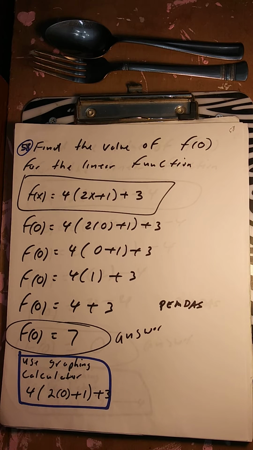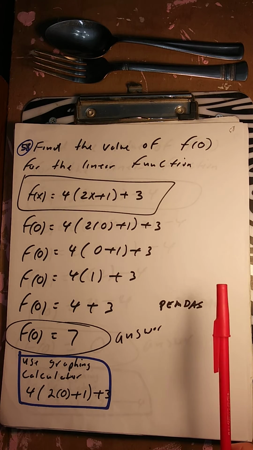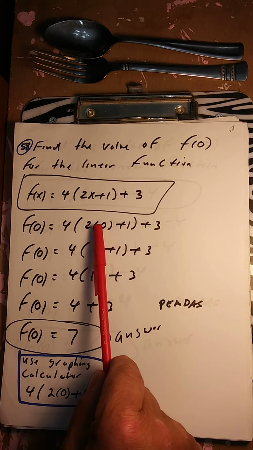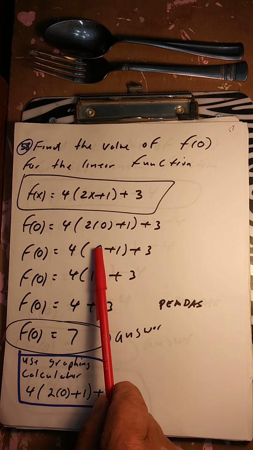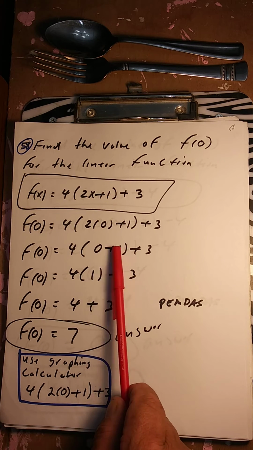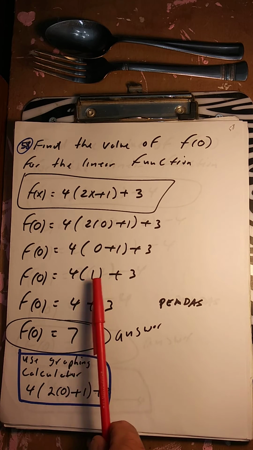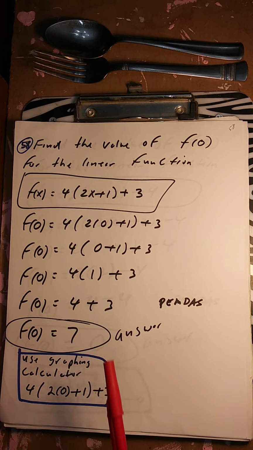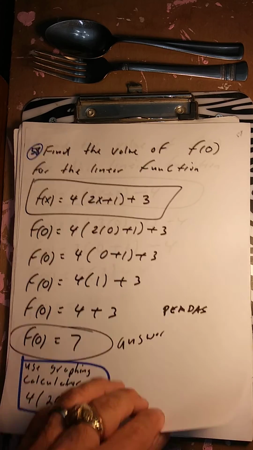Find the value of f of 0 for the linear function. Put the 0 in there, right where the x is. And then it's going to be multiplication or addition. Do the multiplication first. 2 times 0 is 0 plus 1. Now we're going to put these together. 1. Now we have multiplication, addition. Got to do this first. 4 times 1 is 4. Plus 3 more is a 7.